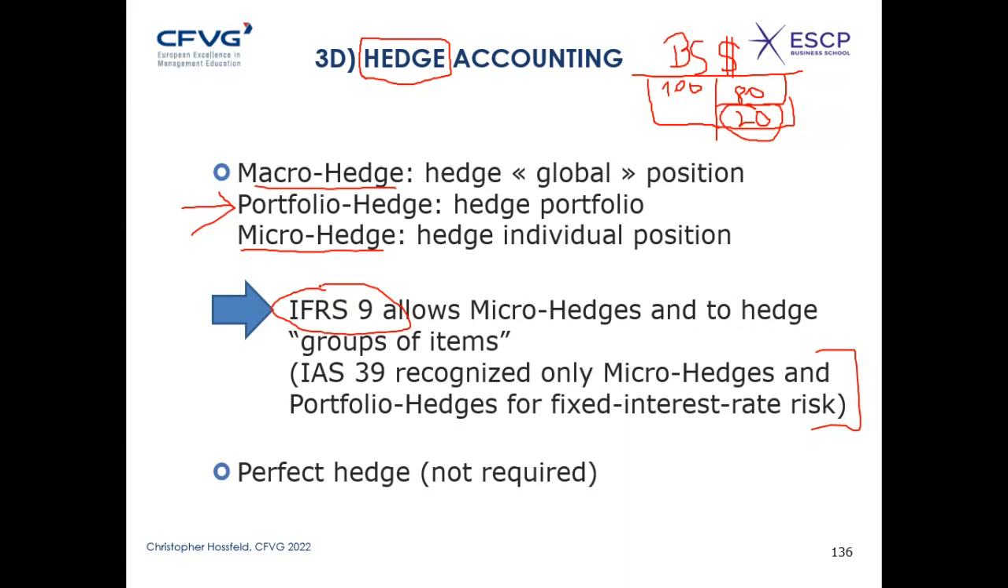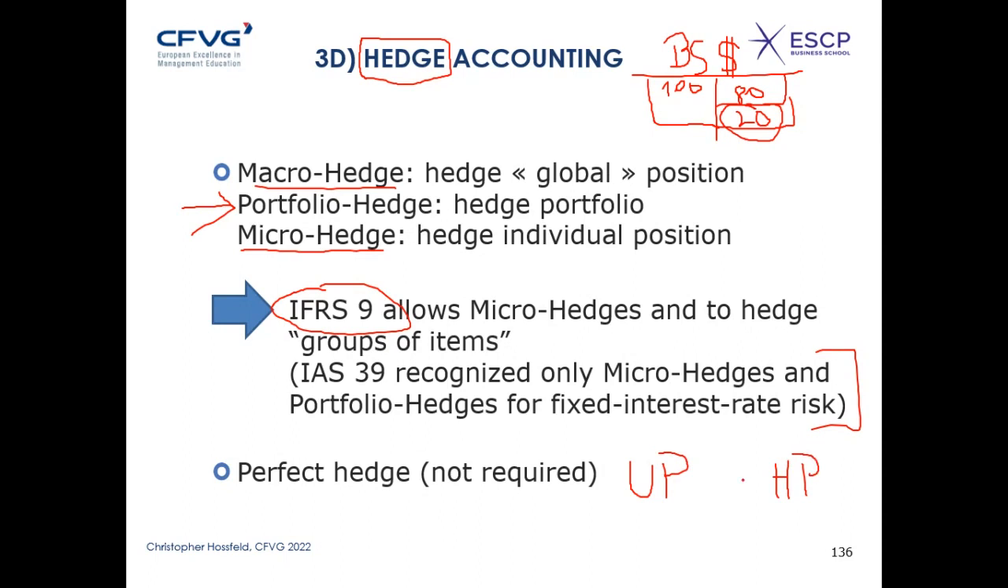A perfect hedge is not required for hedge accounting. What is a perfect hedge? Remember, you have the underlying position. That's the position that generates your risk. And you have the hedging position. That's the position that is supposed to mitigate the risk.